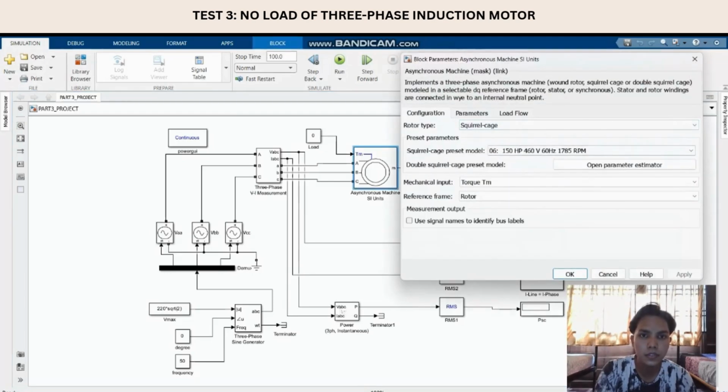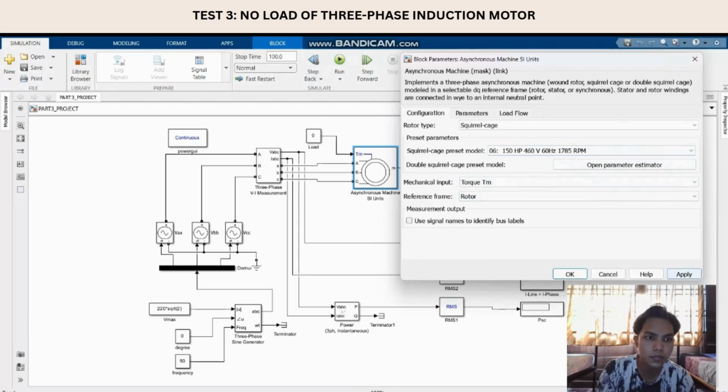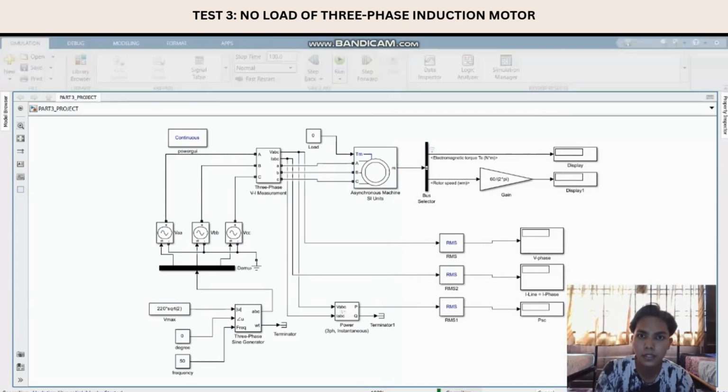And then for the rotor type, we need to choose the squirrel cage for this project. And then the squirrel cage preset model, we need to use or select the number 6, which is the value from the table that is given to each group. So after that, we need to apply. Okay. After that, we can run the simulation.